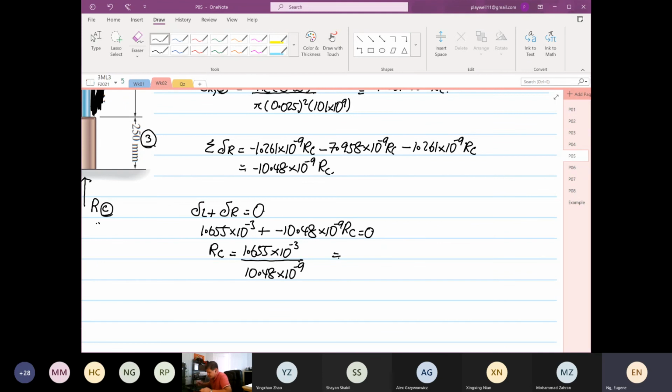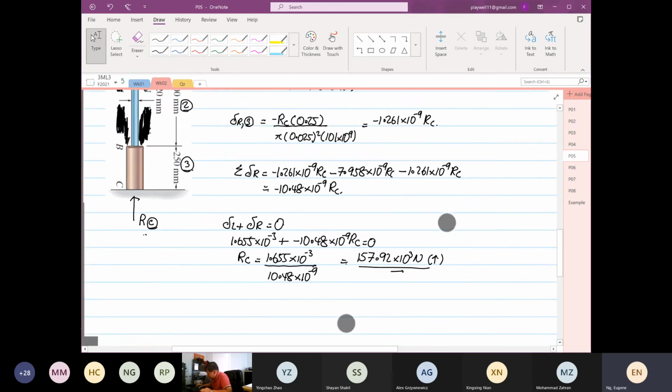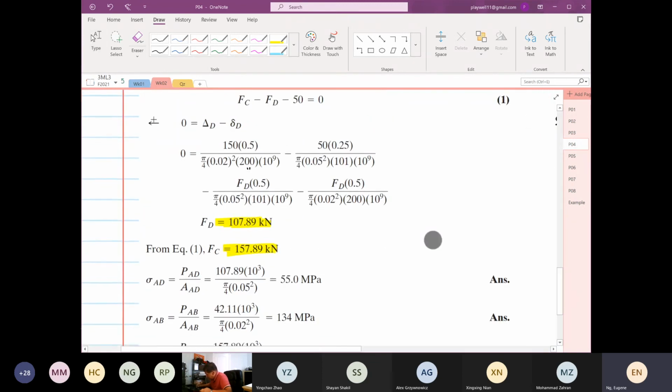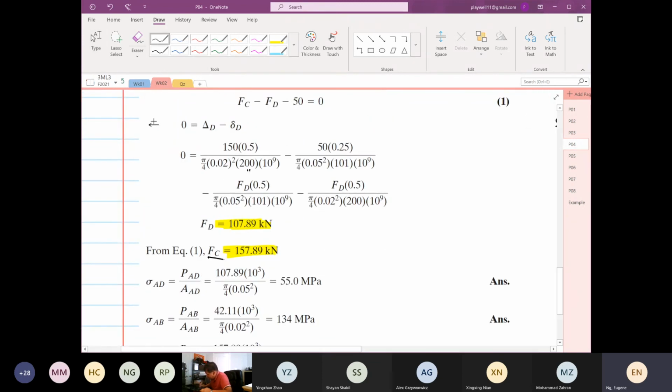So your RC is equal to 157.92 times 10 to the power 3 Newton, and it's going upwards. Let's remember 157.92. This is the reaction at point C. If you go back to the solution manual, the reaction at point C is 157.89. We get 157.92, which is close enough.